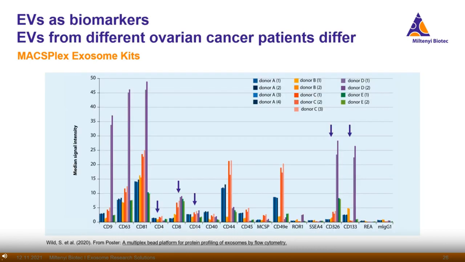As my colleague highlighted in the beginning, cancer-derived EVs have great potential to be biomarkers for early clinical diagnosis and evaluation of cancer therapeutic efficiency. In the study depicted here, surface proteins of EVs captured directly from ascites obtained from 5 ovarian cancer patients were analyzed with the bead-based assay.